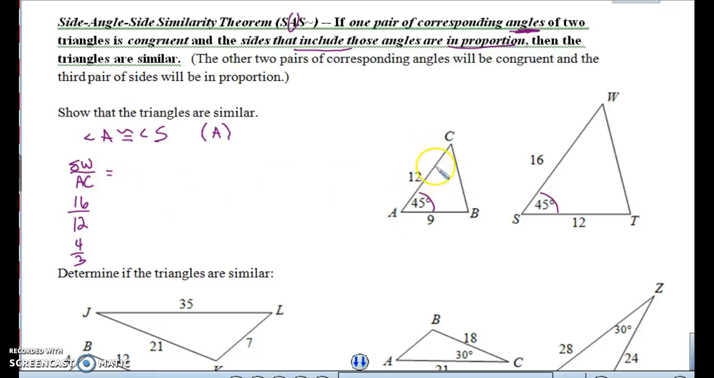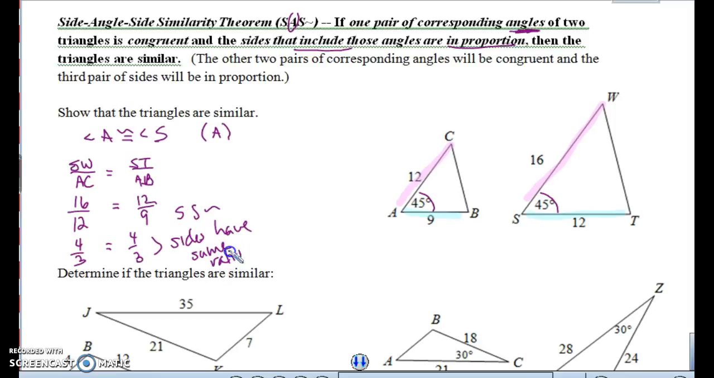Okay, now the other side that would have to have the same ratio, we just did these two sides right here. Because of the angle being here, the other sides that would have the same ratio would be here. So that the angle is between the two sides that you're looking at. So the other pair of sides that we'd have would be ST is to AB. So let's see, ST is 12, AB is 9, 12 over 9 reduces also to 4:3. Okay, so we have proved that the sides are in proportion. They have the same ratio. So the sides have the same ratio, and the angle between them is congruent.